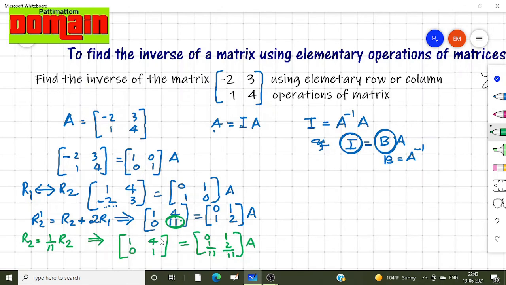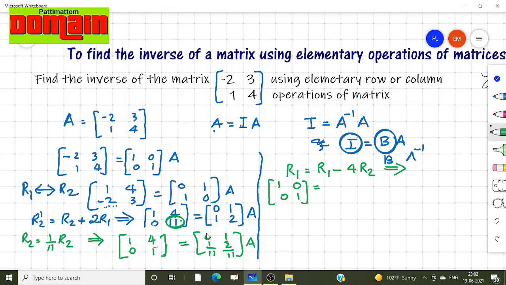Next step is to make this 4 a 0. See, the first row is replaced with the first row minus 4 times the second row. See what we get. First row: 1 minus 4 times 0 is 1 only. 4 minus 4 times the second row element, that becomes 0. The second row remains the same.